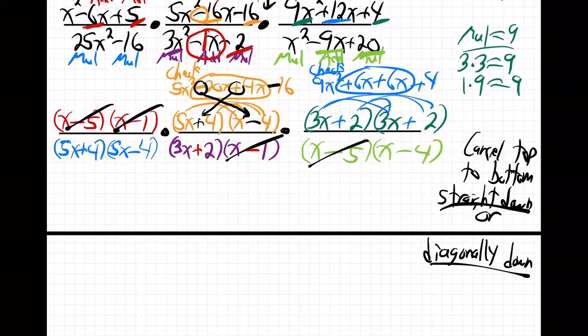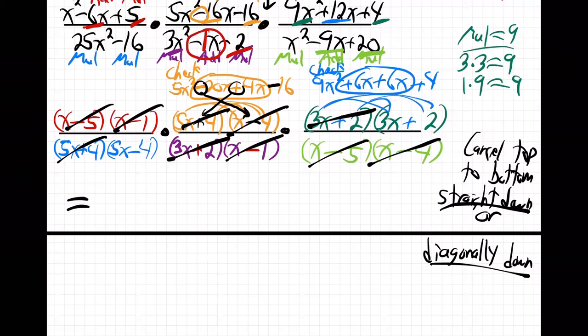X minus 1, x minus 1. 5x plus 4, 5x plus 4. 3x plus 2 with that one. So we only canceled one of the 3x plus 2s. The other one stays, huh? One of them cancels one of them, doesn't matter which one. Is that it? Is there anything else? Oh, no, the x minus 4. Sorry. X minus 4, x minus 4.